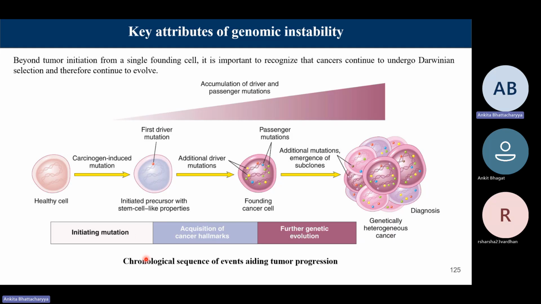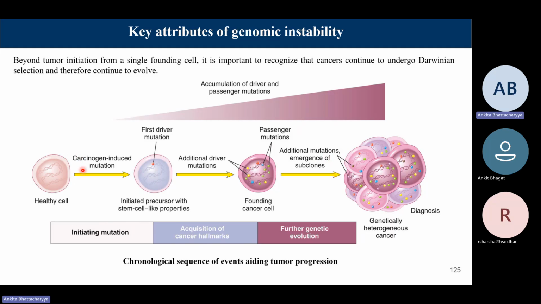So you can also see a parallel timeline running with the same, whereby you can see there's this first initiating mutation, and then that is followed by the acquisition of some cancer hallmarks, like we just explained previously. That, along with additional driver mutations shown here in yellow and certain passenger mutations shown here in green and blue, lead to the formation of the first founding cancer cell. Further genetic evolution, which involves more and more mutations, more and more emergence of subclones.